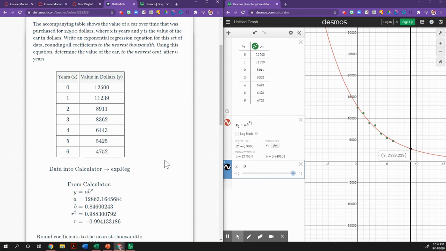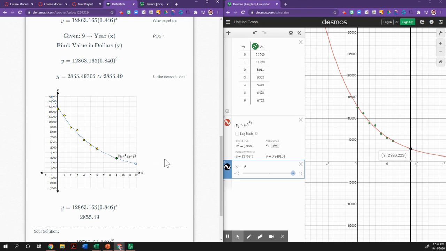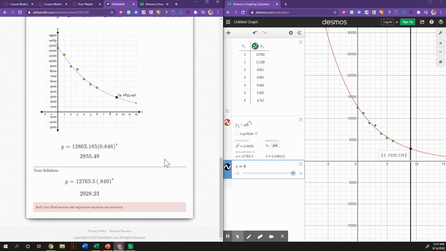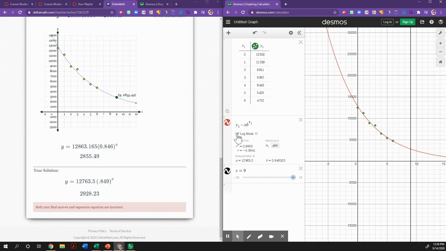Now let's talk about Desmos and Delta Math. Let me hit pause. So let's talk about Desmos and Delta Math. You can see here that my values are a little bit off. So you're going to go over here and click on log mode. I wanted you to see this, and I forgot for a moment there. Sorry, I got distracted.